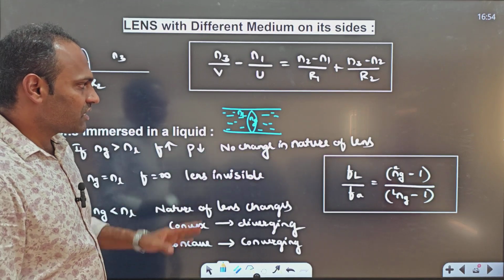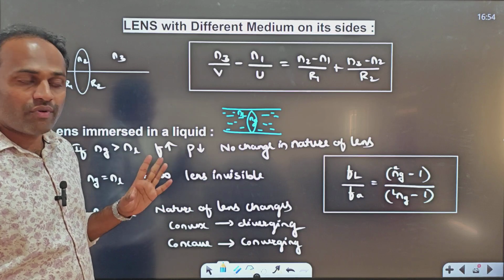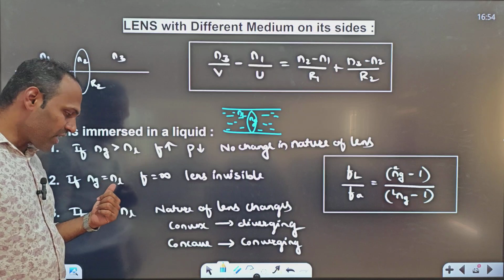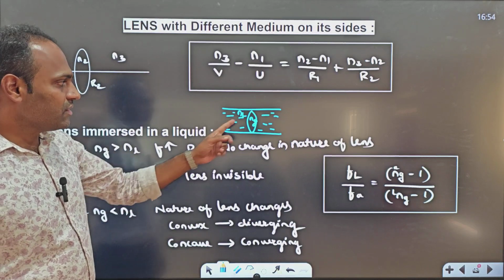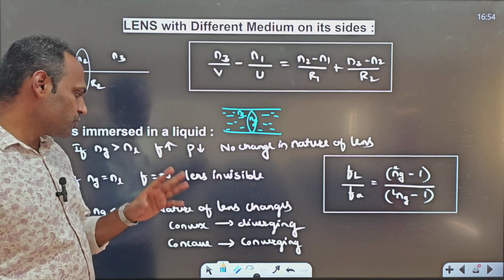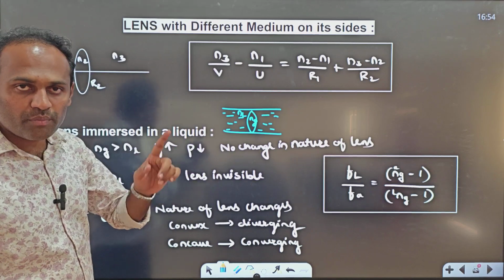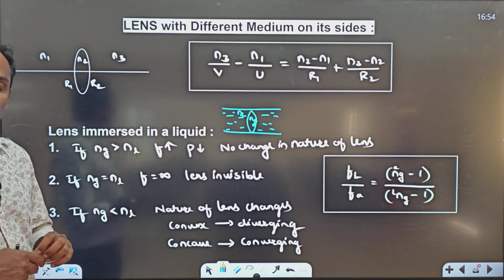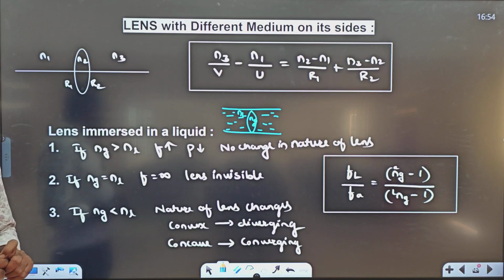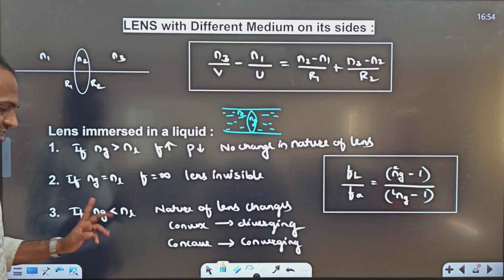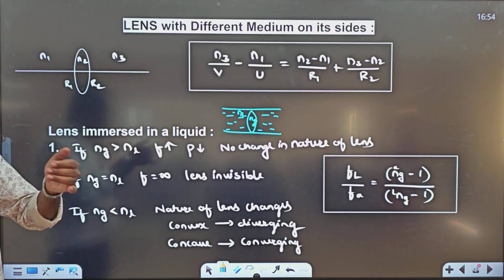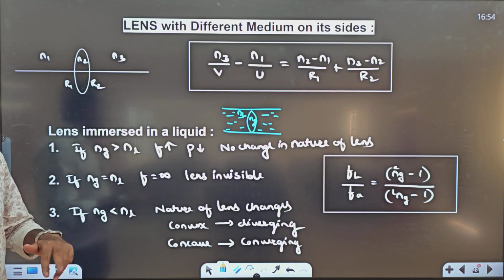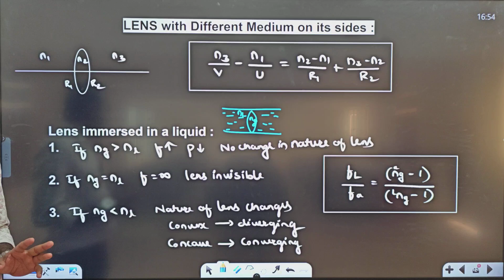There is no change in the nature of the lens, that is, a convex lens behaves like a convex lens when the refractive index of glass is greater than that of the liquid. If the refractive index of glass and of the liquid are both the same, this lens will act like a plain glass whose focal length will become infinite, and the lens will become invisible in that liquid, when both the refractive indices are the same. Next, when the refractive index of glass is less than the refractive index of the liquid, that is, glass is rarer, the nature of the lens will change. A convex lens behaves like a concave lens, and a concave lens behaves like a convex lens, right.